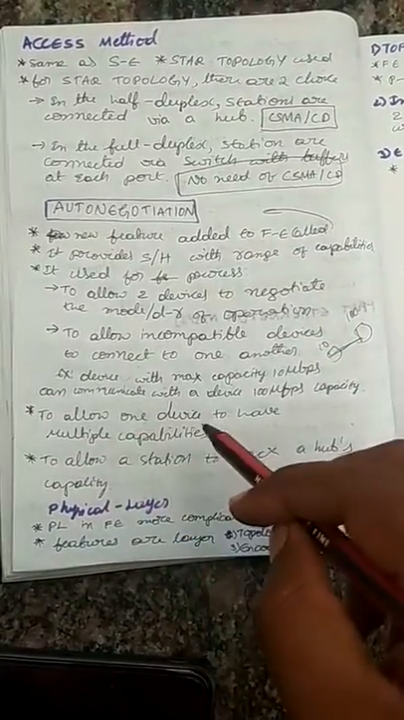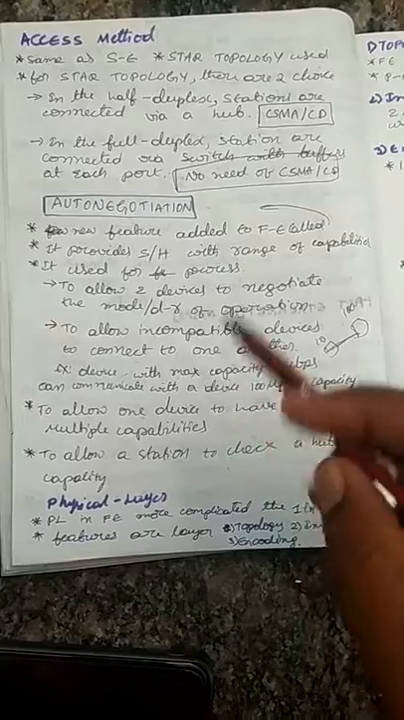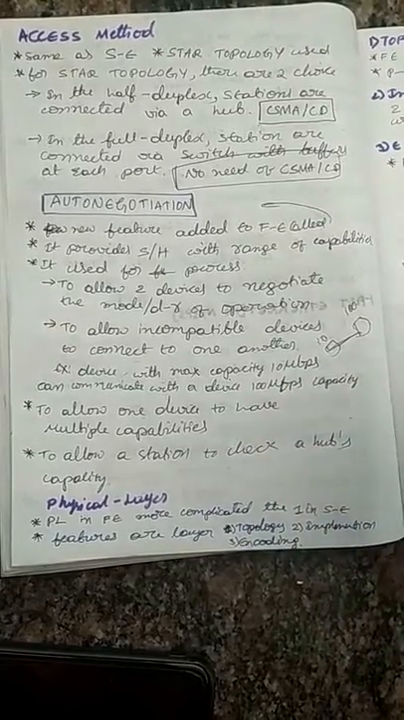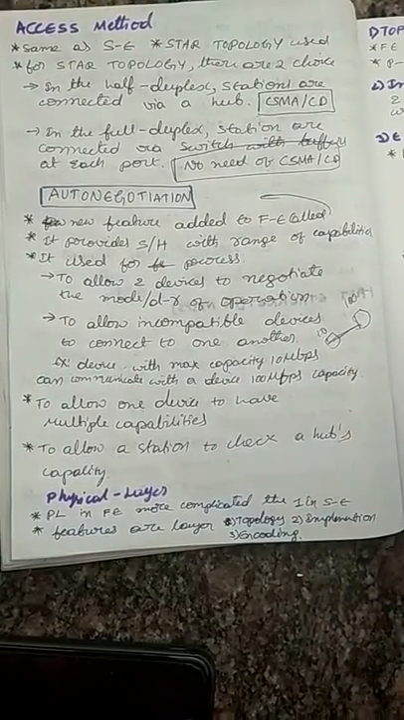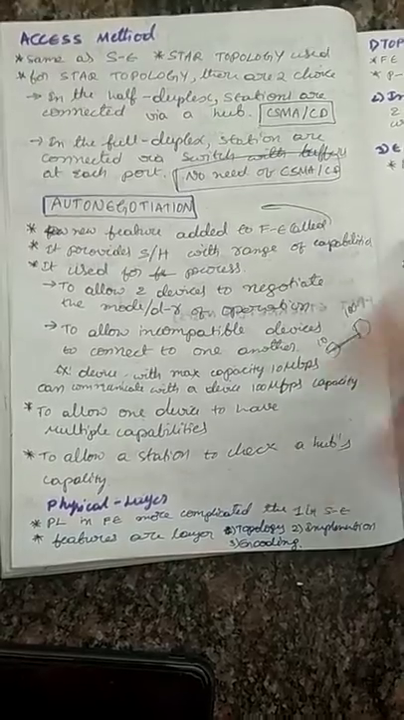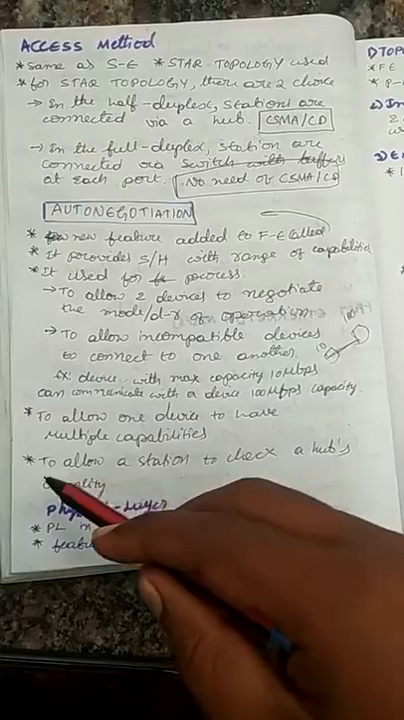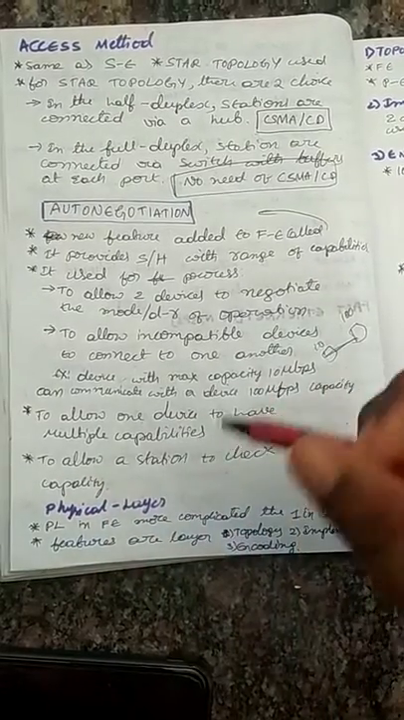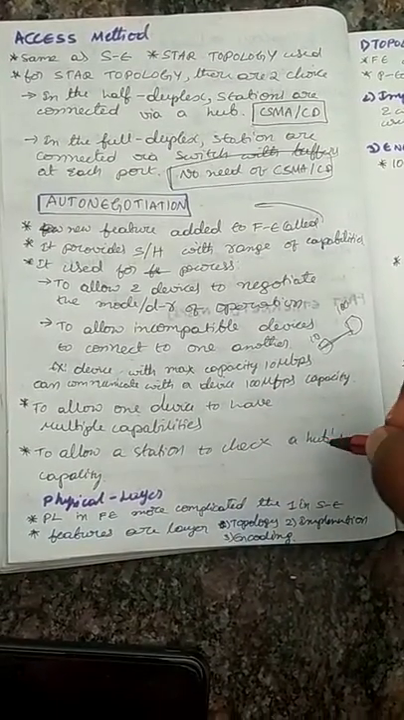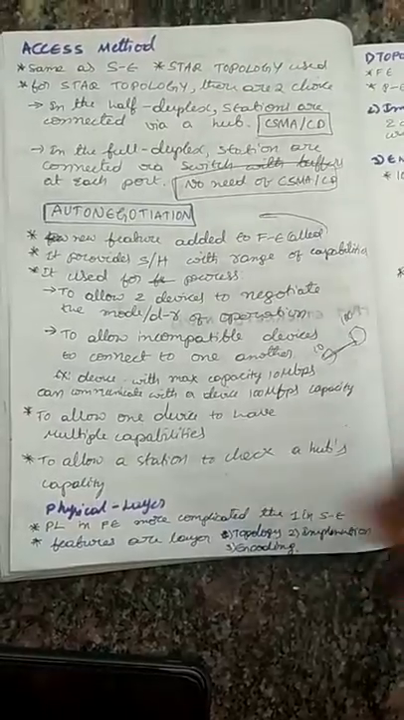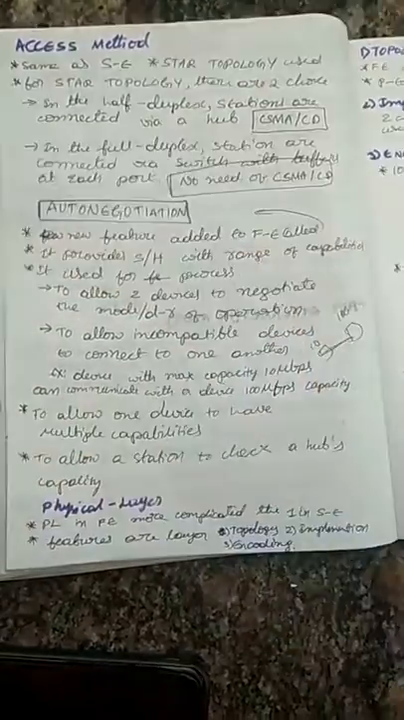To allow one device to have multiple capacities, like 10, 100, 1000 and so on. Okay, next is data rate. Next, to allow a station to check the hub capacity. Okay, these are the importance of auto negotiation.